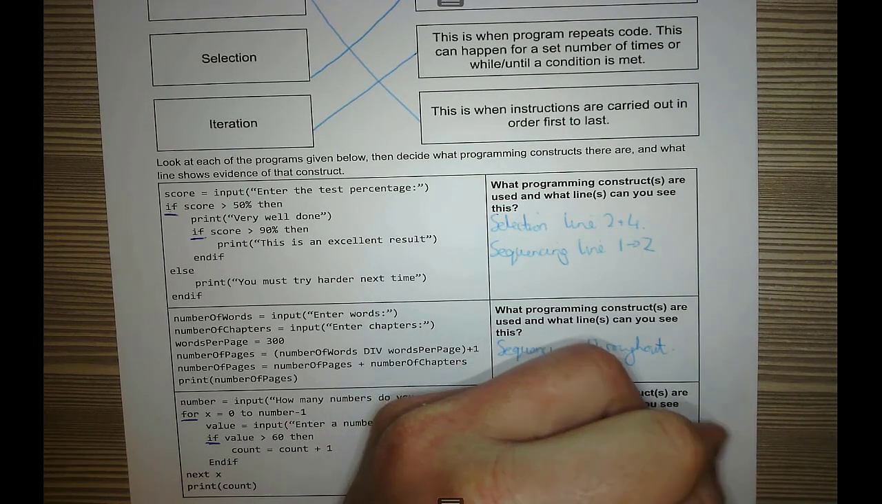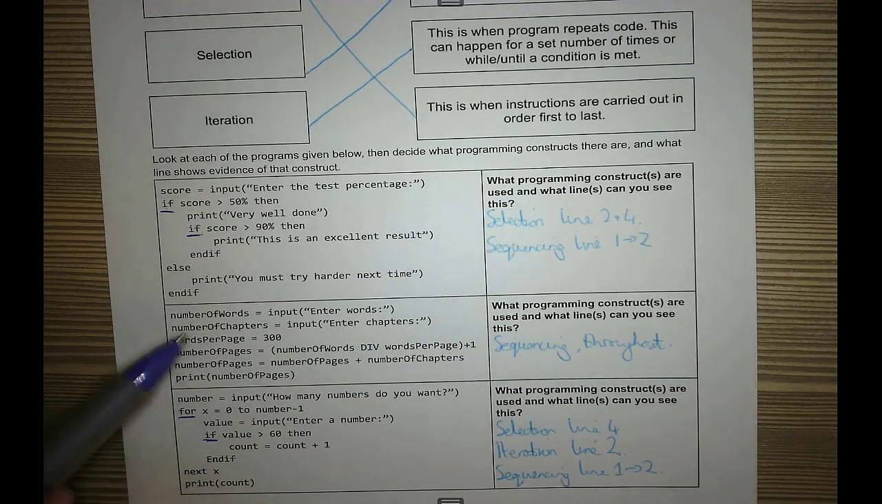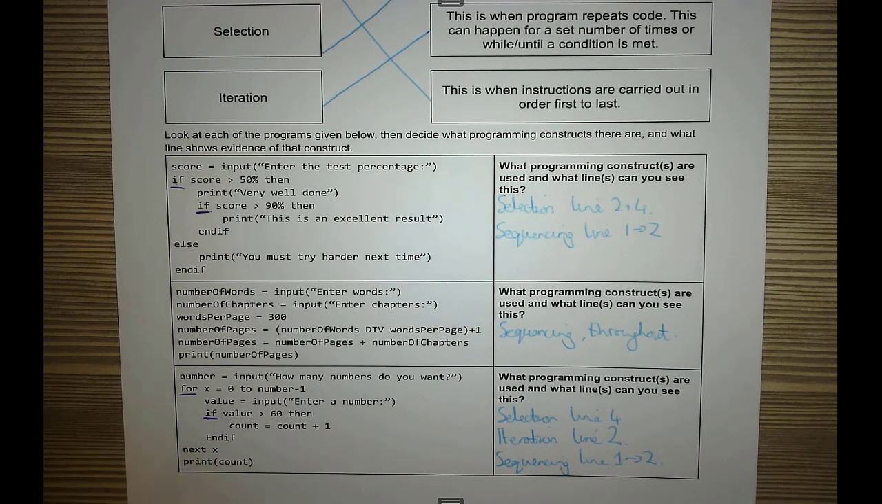Okay, so key things here is iteration. To identify iteration, you're looking for for, while, or until. Okay, for a selection, you're looking for an if statement, and sequencing is just when it does stuff in order.